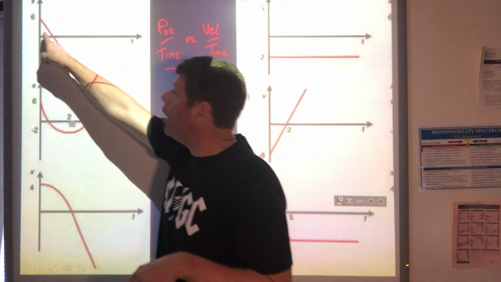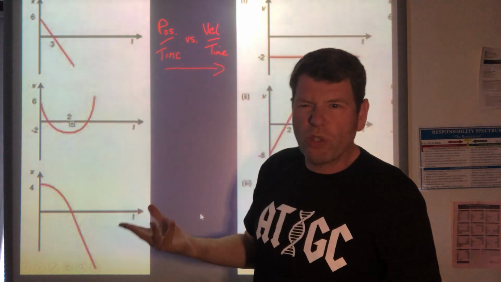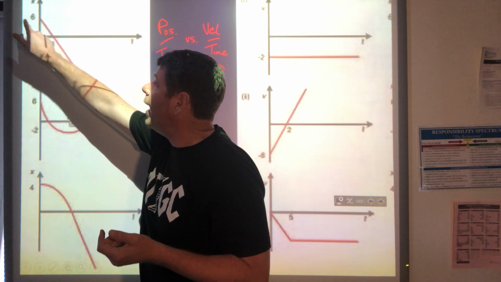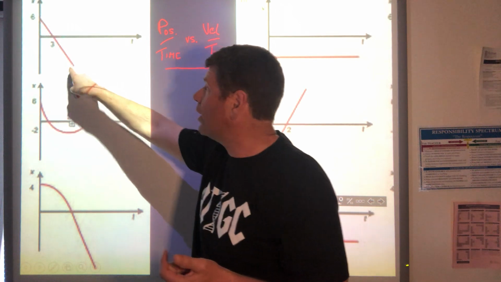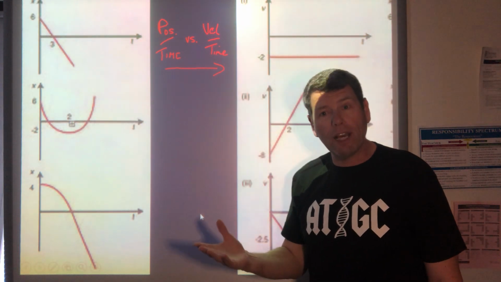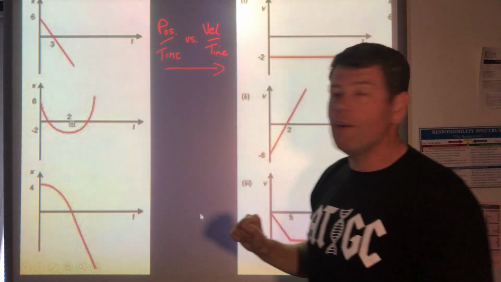So let's start with this object, which we may have looked at already, but let's quickly look at it again. So we have an object that's starting ahead of the starting line. Let's use sprinters. We have a sprinter starting ahead of the starting line, and they go backwards towards the starting line. They go behind the starting line at a constant velocity. We know it's constant because it's a straight line. Remember that velocity is the slope of the line.